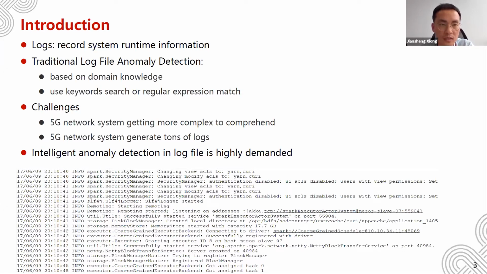Logs, as we know, record system runtime information. It is unstructured data with various formats and massive size. Traditionally, operators manually check system logs or write rules to detect anomalies based on their domain knowledge. In addition to that, they may use keyword search or regular expression match, for example, fail, exception. However, such anomaly detection that relies heavily on manual inspection of logs has become inadequate for 5G network systems due to the following reasons.